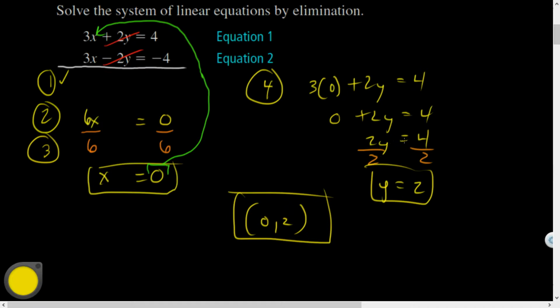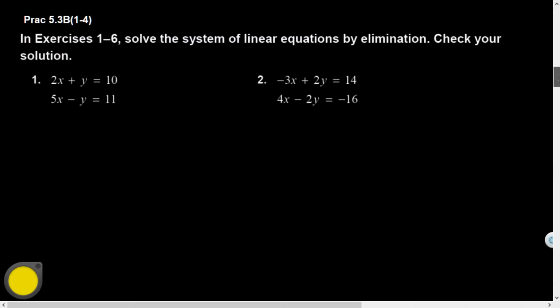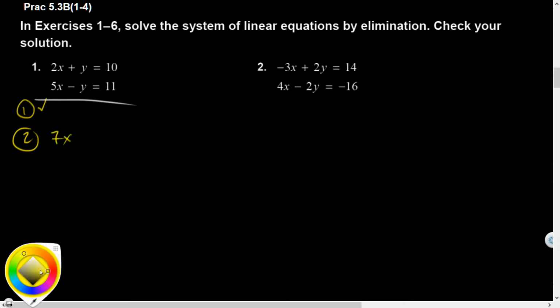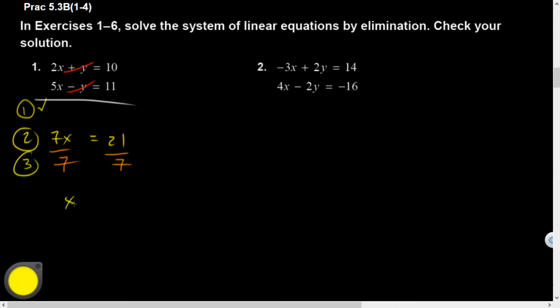I agree. Yep. So step 1 was done. The y's were opposite. I don't think you'll need to distribute in this case. 2x plus 5x was 7x. The y and negative y canceled out. And then we got x equals 3.